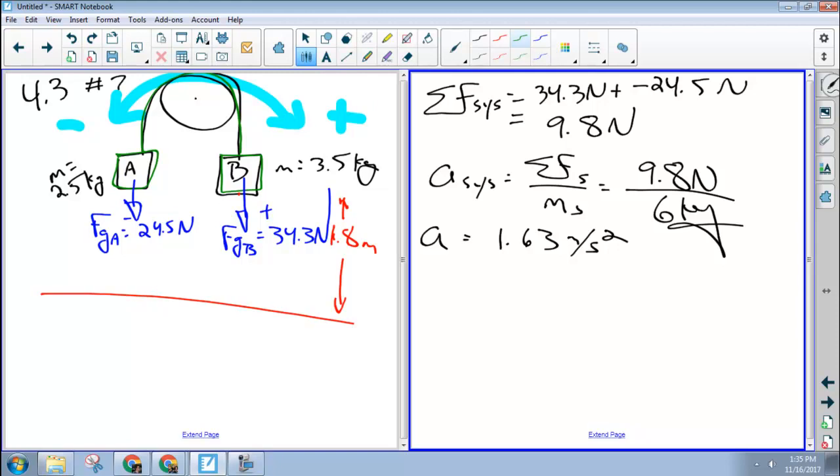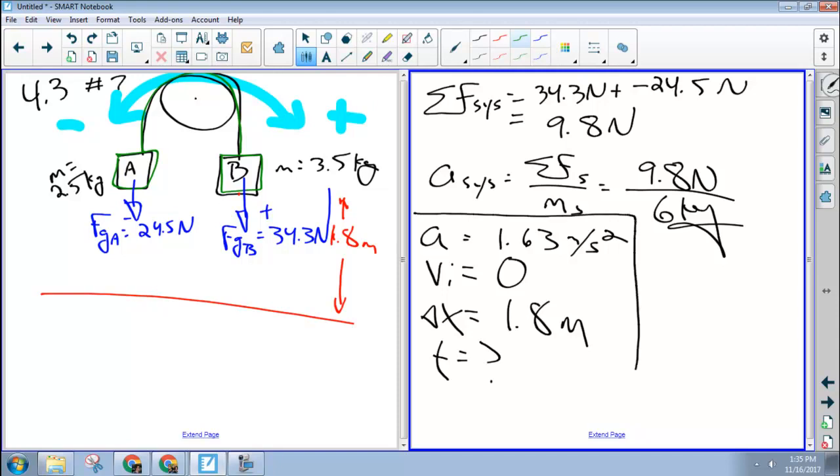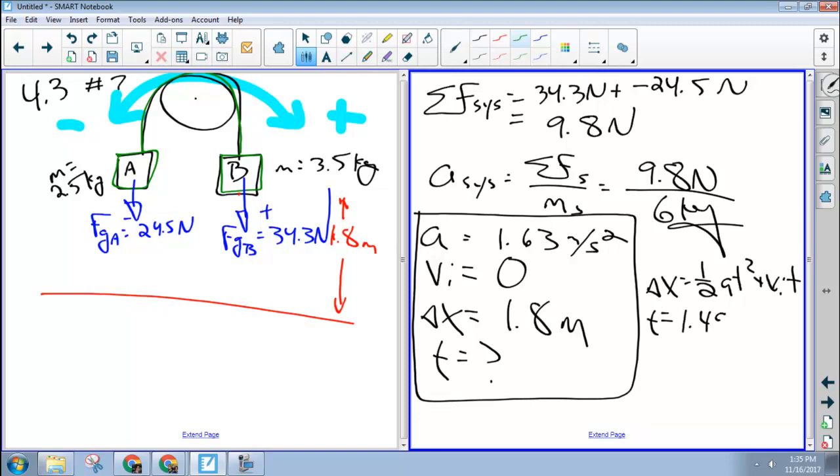All right, everybody's good? All right, so now we can find the time it takes, right? So now I'm going to go, oh, well, here's my acceleration. My initial velocity was 0. I want to find out the amount of time it takes to go through a displacement of 1.8 meters. So given this information and this equation, you can find the time. Capiche? So the time turns out to be like 1.49 or 1.48 seconds.